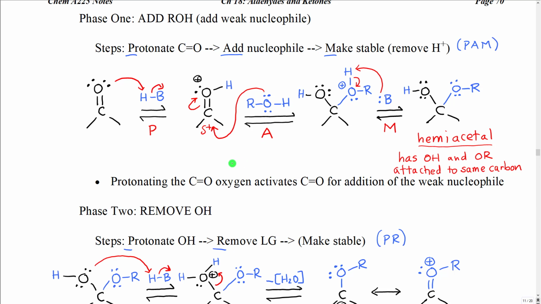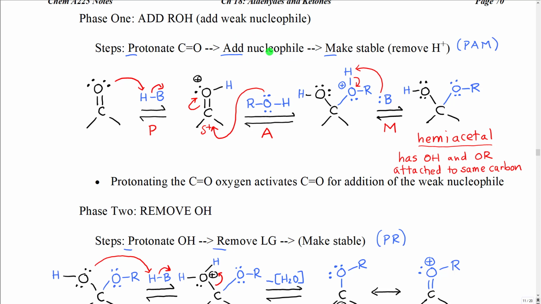Okay, so let's look at phase one. It turns out that phase one involves adding a weak nucleophile. And to add a weak nucleophile, we are always going to do the same three steps. We're going to first protonate the carbonyl. As we discussed, we need to protonate the carbonyl to make it more reactive toward the weak nucleophile, and also to make the intermediate more stable so that it forms a protonated tetrahedral intermediate, which will not tend to go backwards very rapidly. We're then going to add the nucleophile.